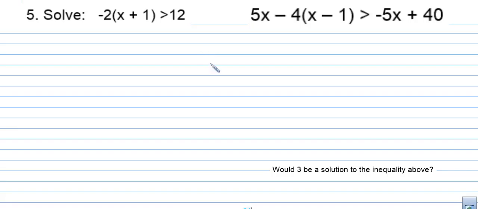Solving inequalities is the exact same thing as solving equations with one added step, the negative rule. Okay, the negative rule states if you multiply or divide both sides by a negative, you must flip the inequality symbol.